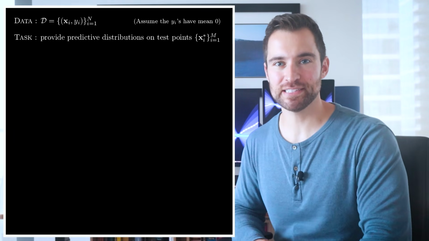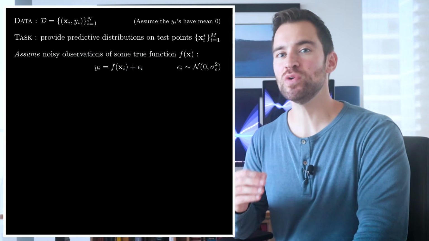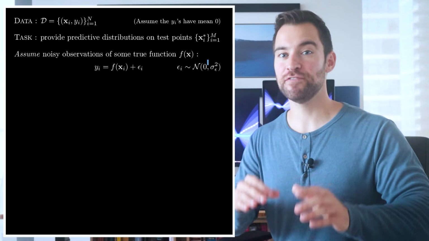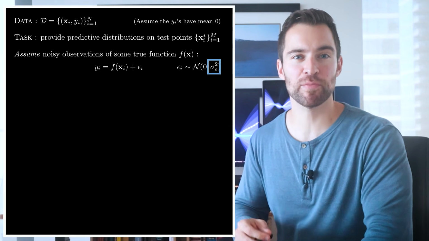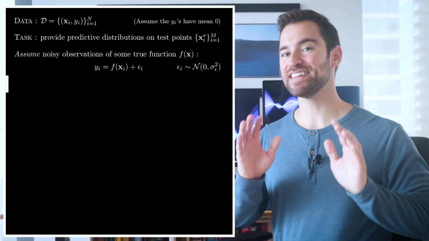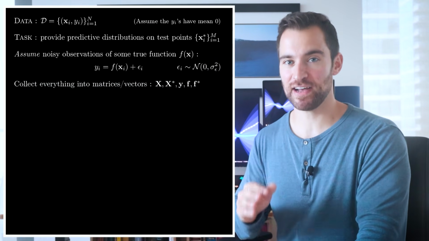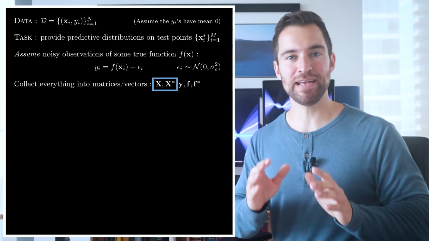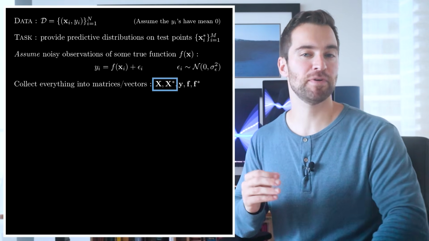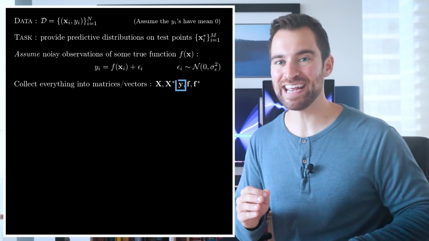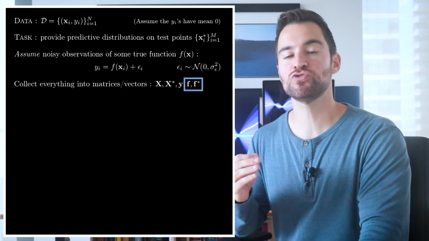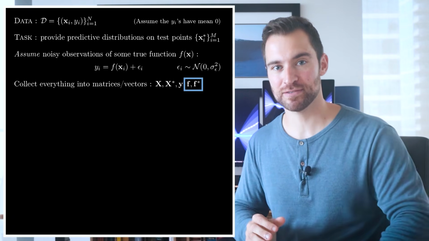Now, let's get into GPs. Let's assume our y's are noisy observations of some true function f of x. One note here, the variance of the noise counts as another hyperparameter of our model. Next, let's discuss notation. Let's collect everything into matrices and vectors. Capital X is a matrix where each row is a vector input. Capital X star is the same thing, but for the test points. The bold-faced Y is a vector of all our observed outputs. The bold-faced Fs refer to the unobserved true function outputs for all our inputs.